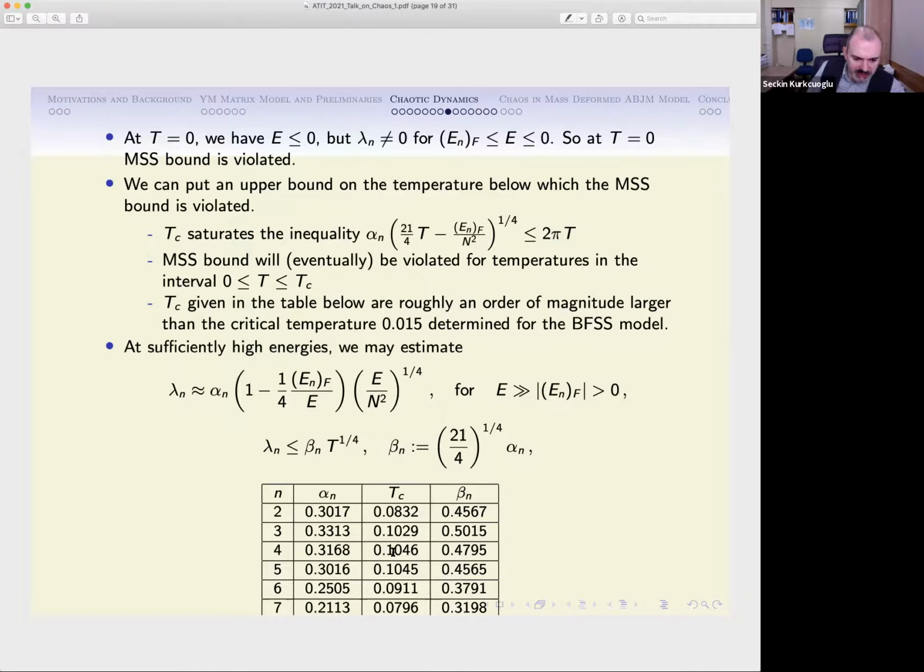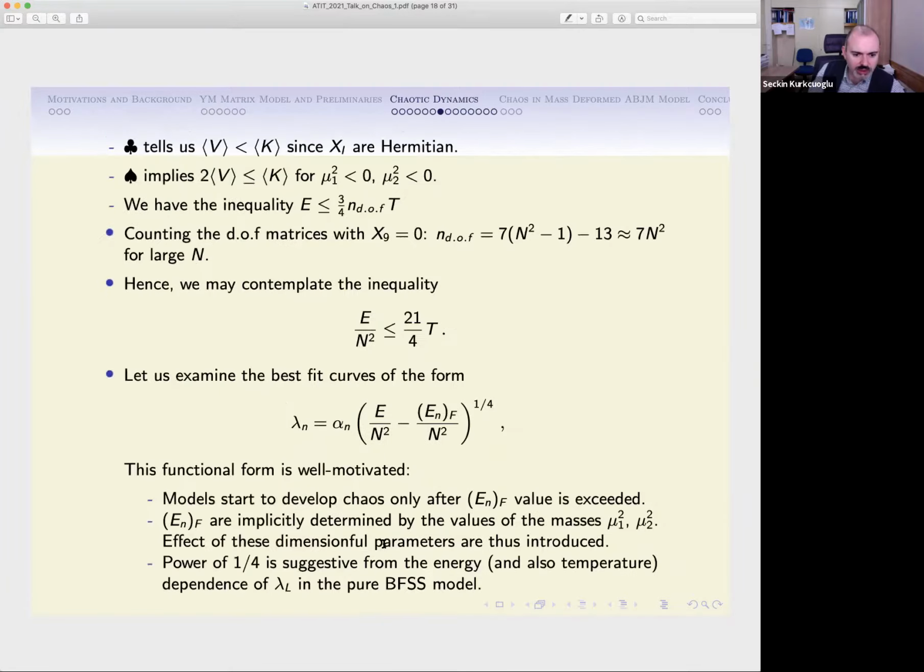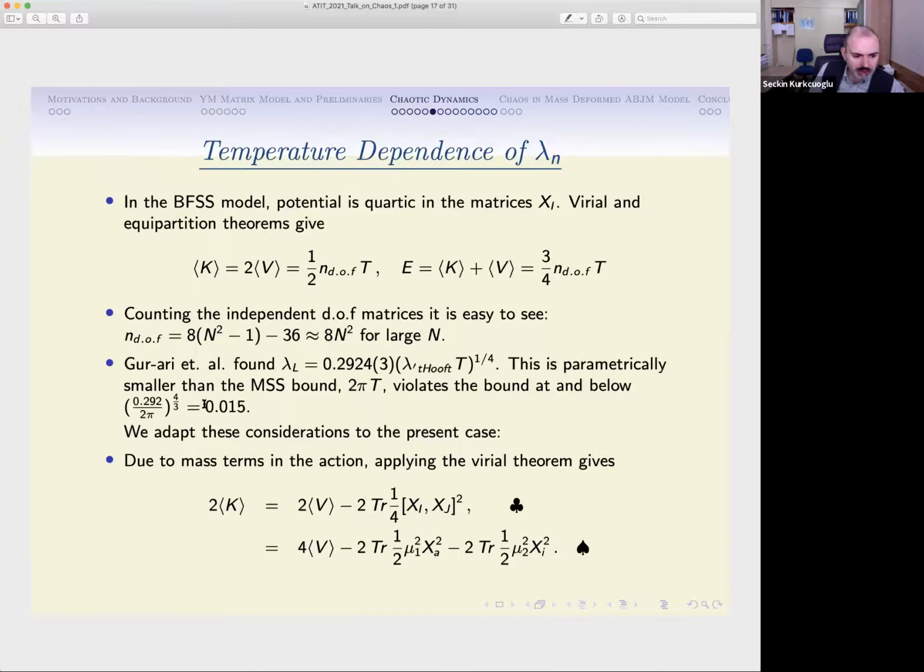As you can see, if you keep on increasing the matrix size, the 't Hooft limit becomes better and better, and you see a decrease in the upper bound for the critical temperature. Yet this upper bound is still essentially an order of magnitude larger than the 0.015 that is found by Burari for the pure BFSS model.